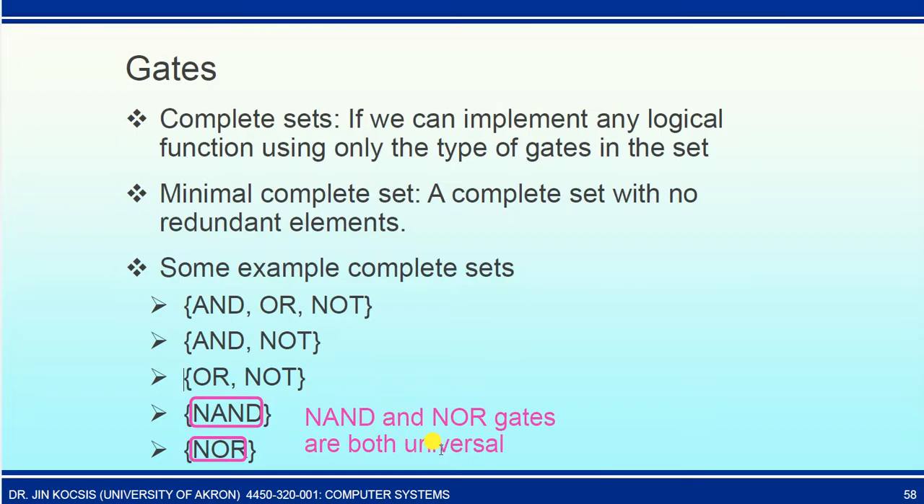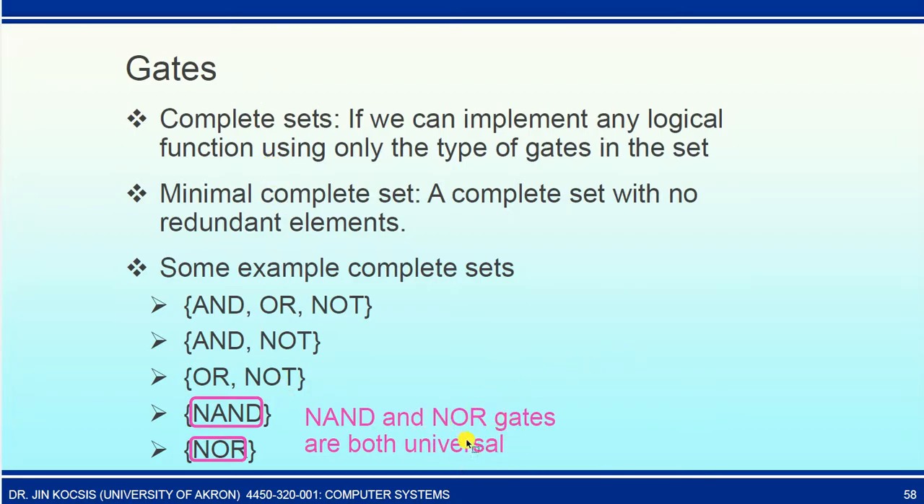Another term is called universal set. A universal set means this set is both a complete set and also a minimum complete set. If you remove one gate, there is nothing left, and because there is only one gate in this complete set, that is why we call it a universal set. So basically we have a complete set, minimum complete set, and universal set.